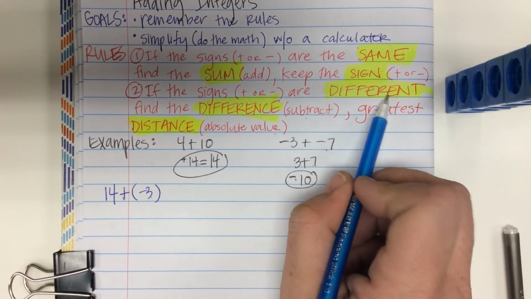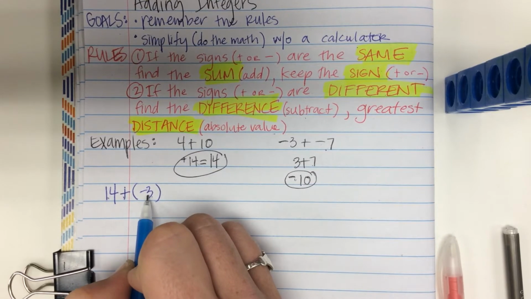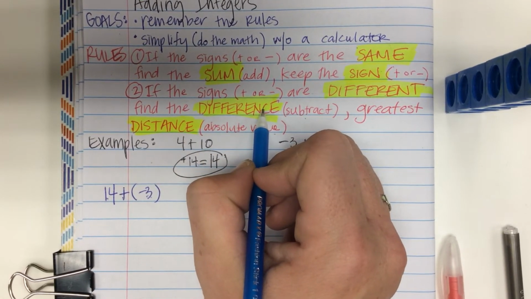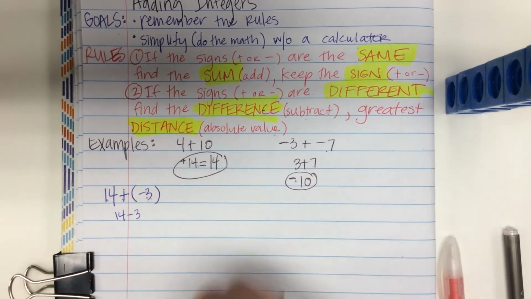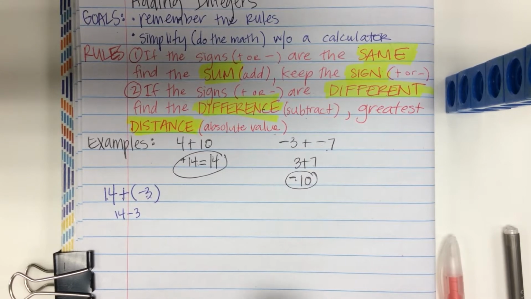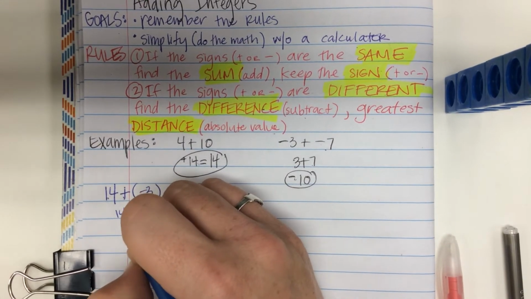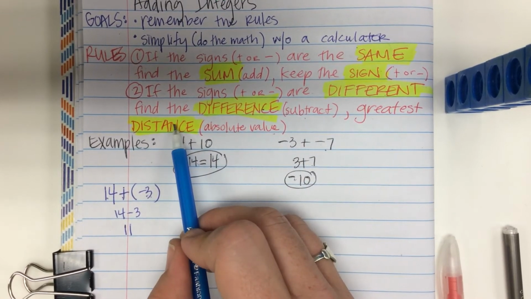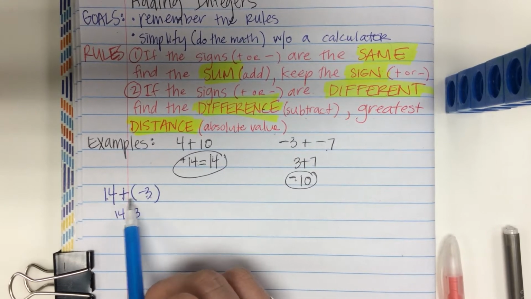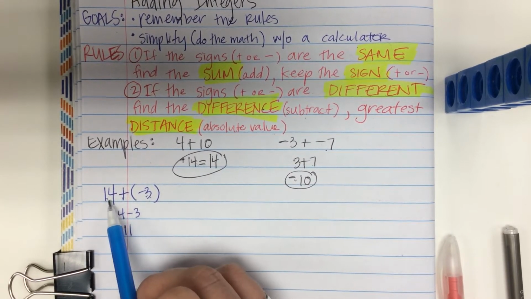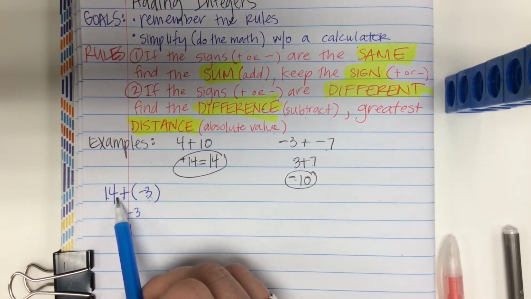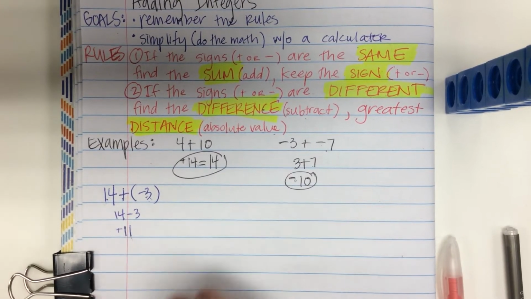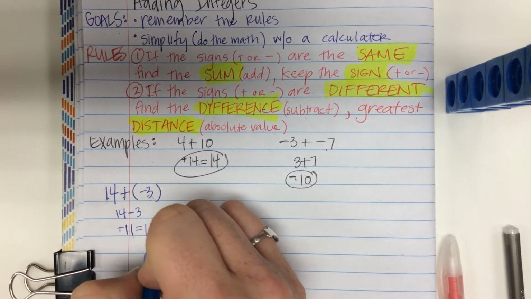They're different, right? Positive and a negative. Find the difference. So I'm going to subtract. I just subtracted. 14 minus 3. What is 14 minus 3, Joseph? 11. Greatest distance, that means the absolute value. Which one of these values has a greater distance from 0? 14. It's positive, so my answer is positive. Or you could just write 11.